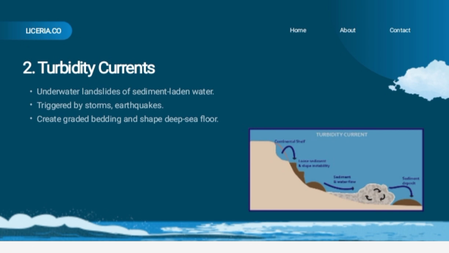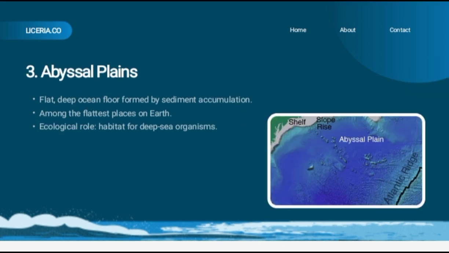As a turbidity current slows down and loses energy, it deposits sediments in a characteristic pattern called graded bedding. The coarsest sediments settle first, followed by progressively finer material. Over time, turbidity currents play a significant role in shaping the deep sea floor by redistributing sediments and creating new geological features.